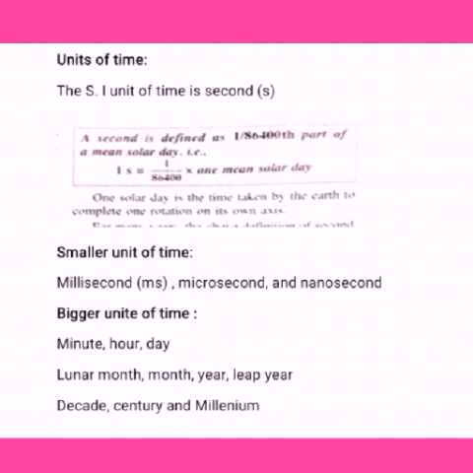Next, leap year. A leap year is a year in which the month of February has 29 days. That means in that particular year, instead of 365 days, it will come to 366 days. Next, decade. A decade is nothing but 10 years. One decade is equal to 3.1536 into 10 to the power of 8 seconds. That means after 3.1536, you have to add 8 zeros.